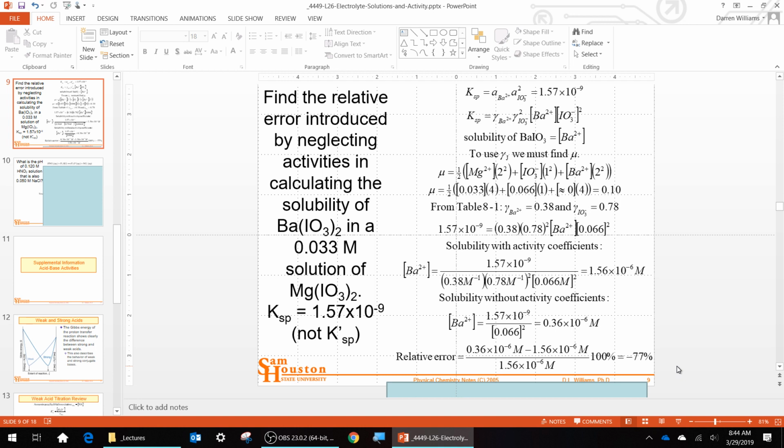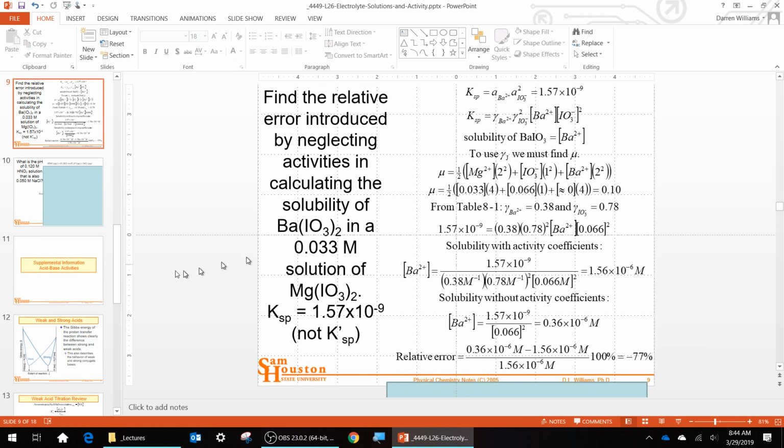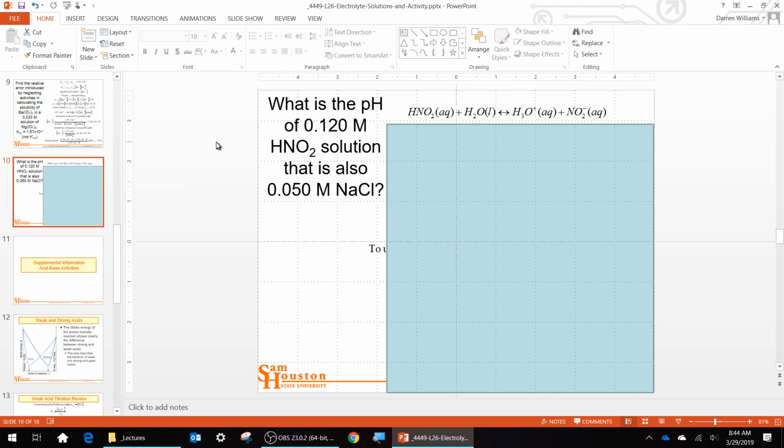I don't know anything about that lab, but I've heard that you need to use activities when you're in ionic solutions or highly concentrated solutions. Let's look at one that's a titration example. What's the pH of 0.12 molar nitrous acid that also has 0.05 molar sodium chloride in it? So we've got salty water, tap water. I don't know if it's 0.05, but it's pretty salty.